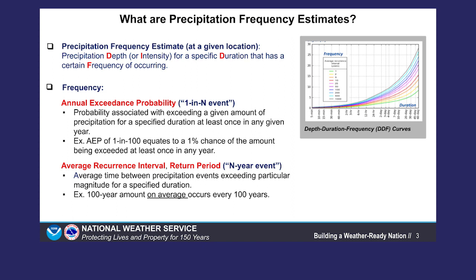once in any year. Average recurrence interval, or ARI, is the average time between exceedances of a given precipitation amount for a specified duration. An alternative term is return period, which was referenced in many engineering design manuals to describe acceptable risk of failure. For example, 100-year amount on average occurs every 100 years.